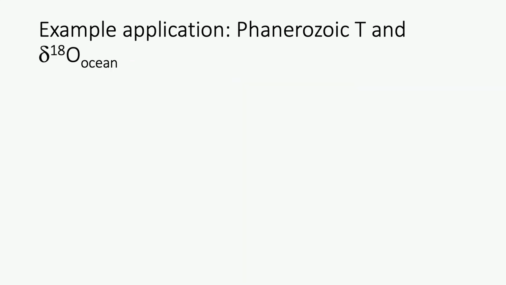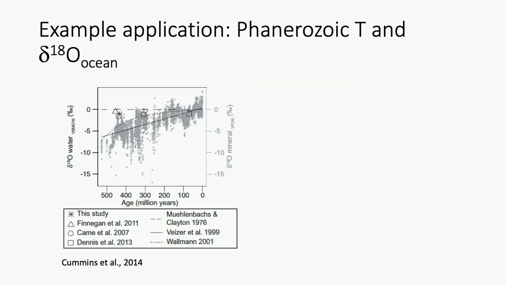And just to give you an example of an application, this is an early attempt to go at a really big problem, the Phanerozoic history of the oxygen isotopic composition of seawater. Here is the so-called Veizer curve, the δ18Os. These open symbols are calculations of the δ18O of seawater going back in time. This is from Renata Cummins' work in 2014.